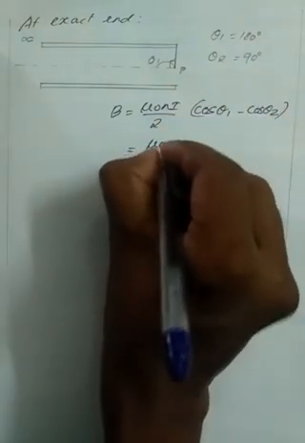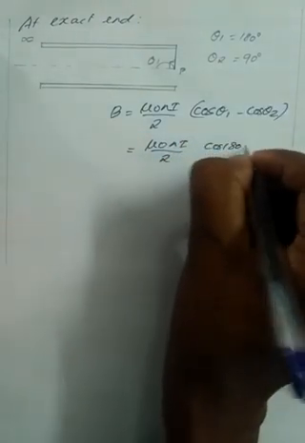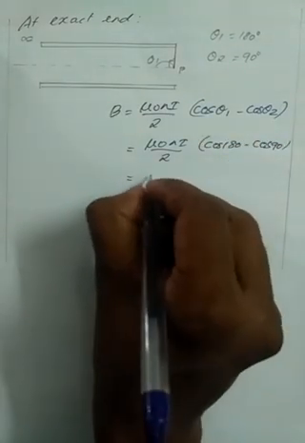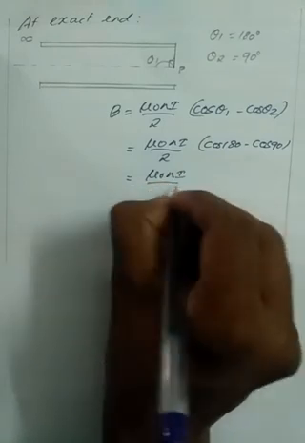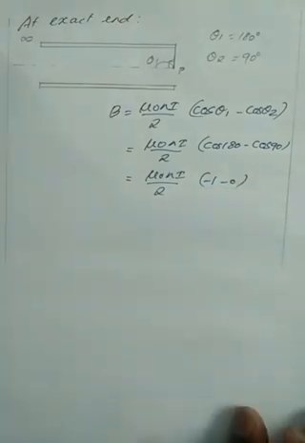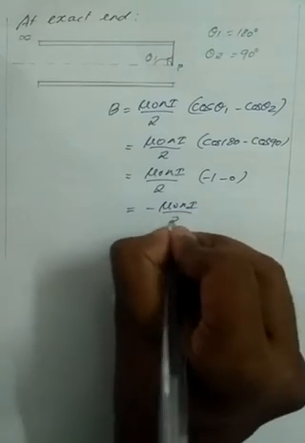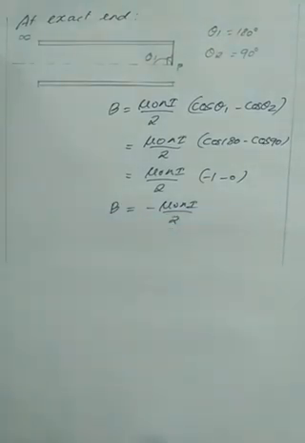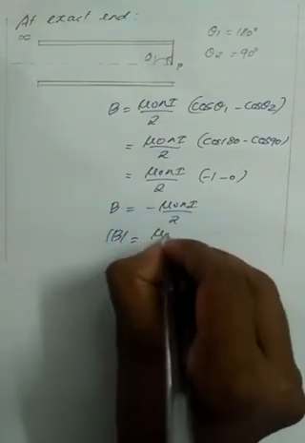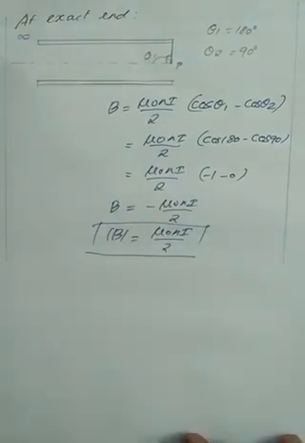Substitute the value. Mu naught Ni divided by 2 into (cos 180 minus cos 90). The value of cos 180 will become minus 1, and cos 90 will be 0. So my equation becomes minus mu naught Ni divided by 2. So I can write the magnitude. Magnitude will be equal to mu naught Ni divided by 2. So this is my equation.